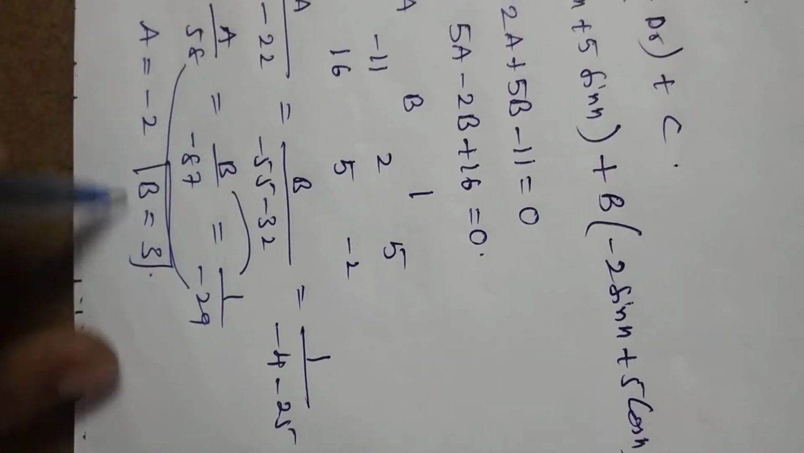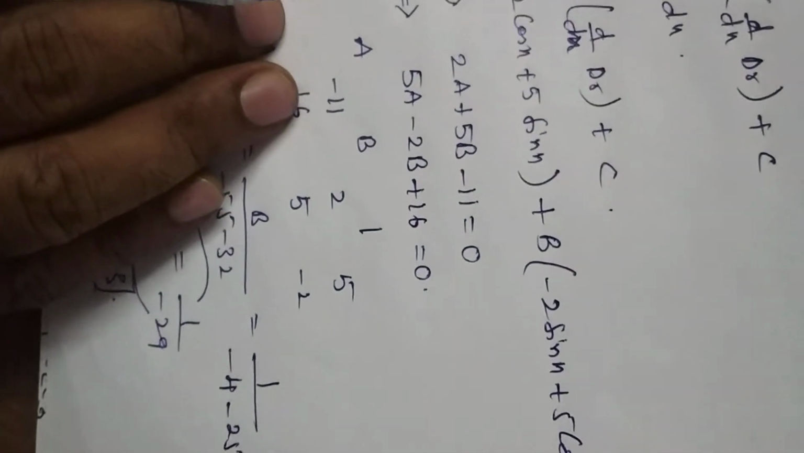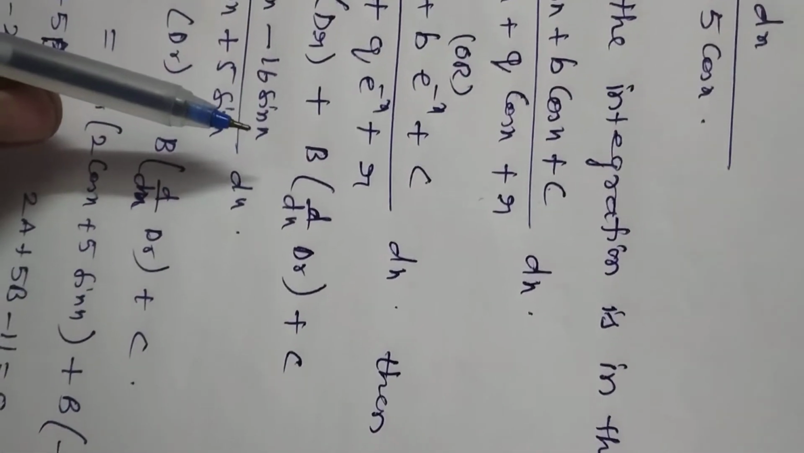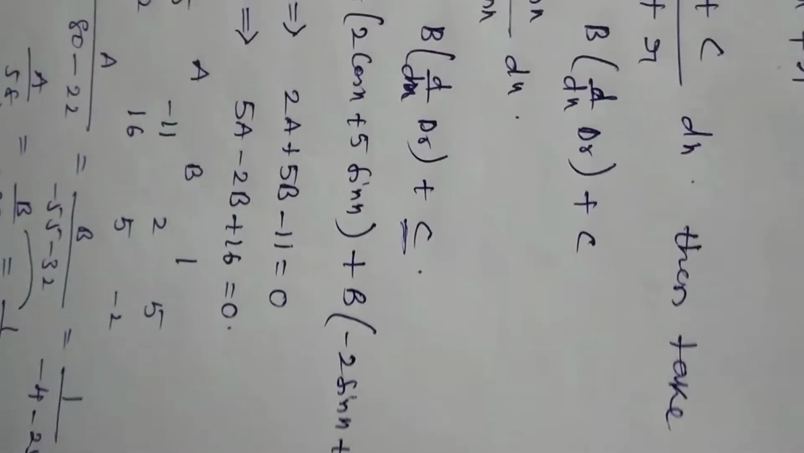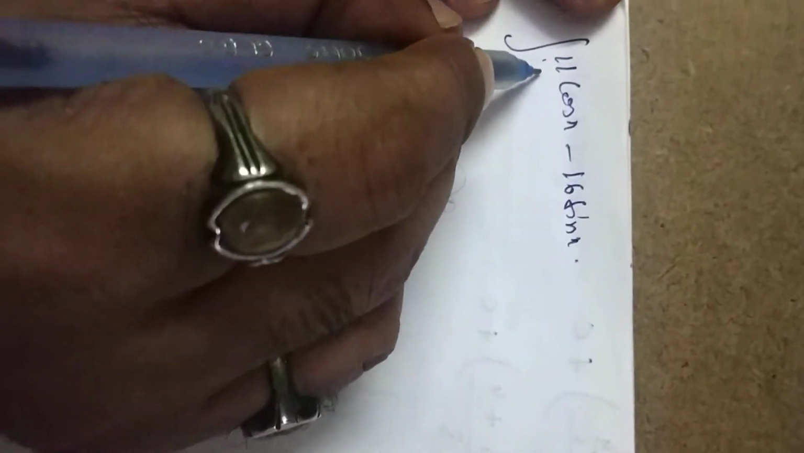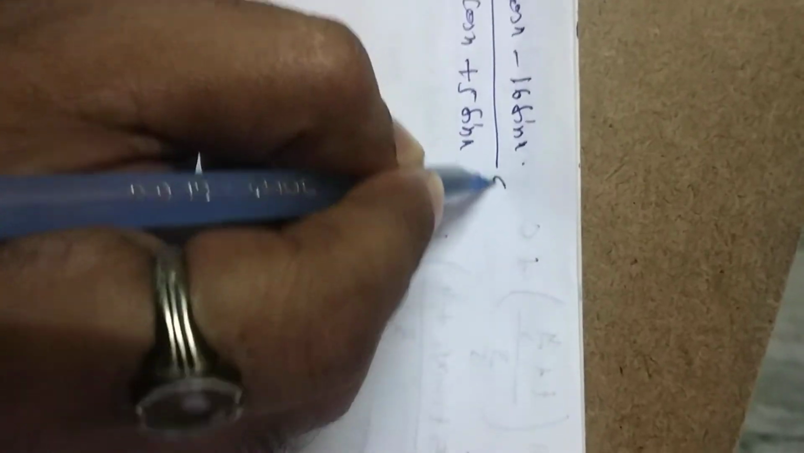So simple values we got for a and b. What about c? c is equal to 0 only here. Why? Because if c and r are given, then by comparing the coefficients of constant terms we will get some value for c. Here there is no constant term, so c is equal to 0. So no need to write this one also if the condition is given like that. Now further simplifying this, what are you going to get? Integration of 11 cos x minus 16 sin x by 2 cos x plus 5 sin x dx.